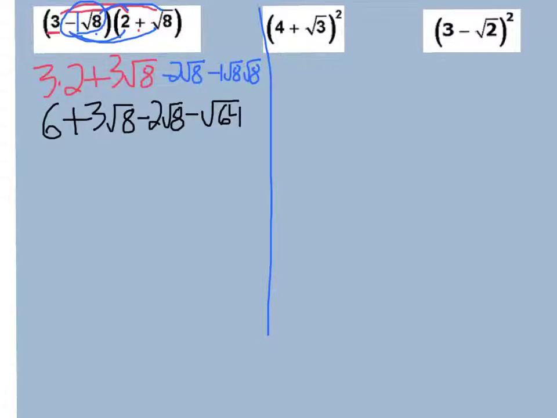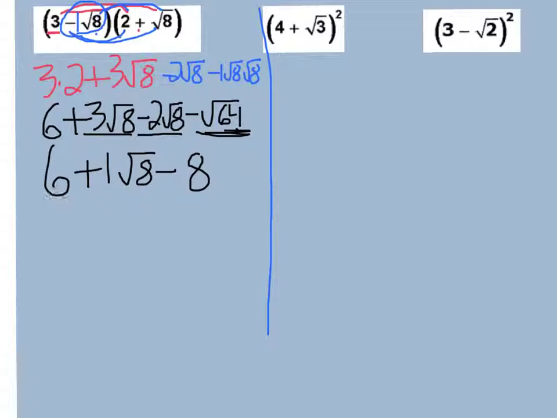What I did was I said that 3 times 2 is 6. 3 square root 8, minus 2 square root 8, we'll wait on this. The negative 1 will just be here, and 8 multiplied by 8 is 64. They're still in the radical. Now, I can say that 3 square root 8 minus 2 square root 8 gives me 1 square root 8. And do I know the square root of 64? The square root of 64 is 8.